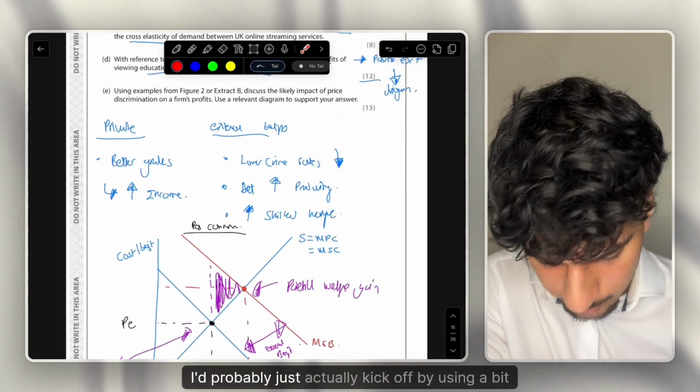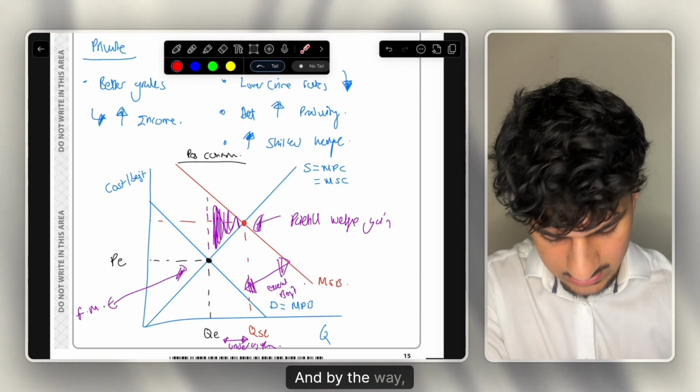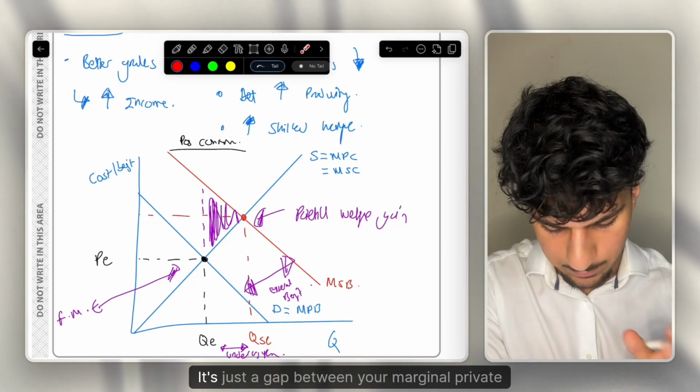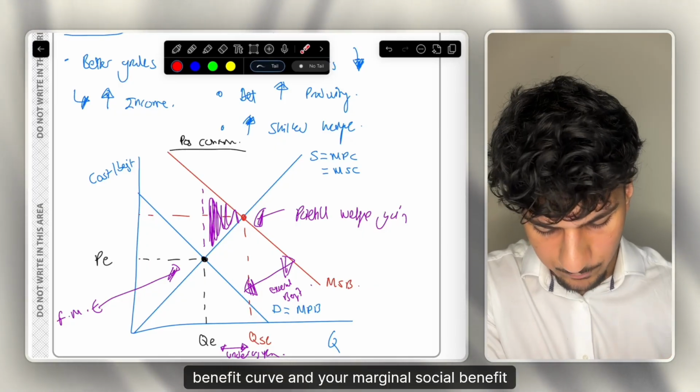I'd probably just kick off by using a bit more of the diagram, because I want to include a lot of diagram theory here. And by the way, when I was labeling the diagram, I forgot one label, which is of course the external benefit. It's just the gap between your marginal private benefit curve and your marginal social benefit curve. But how would I word this?